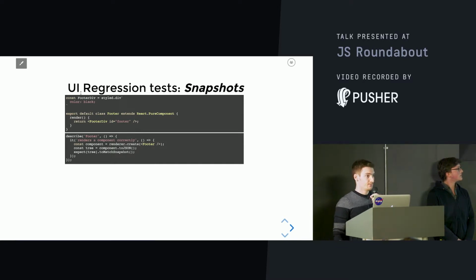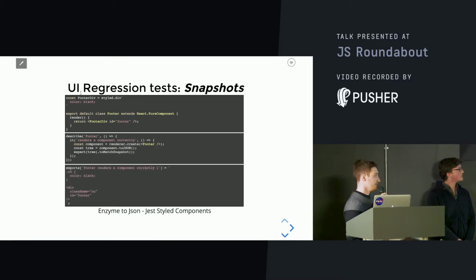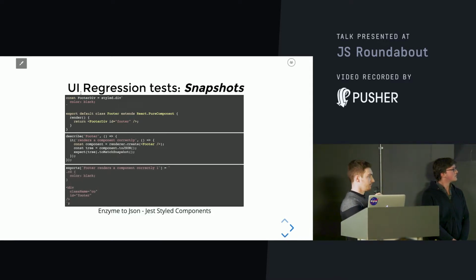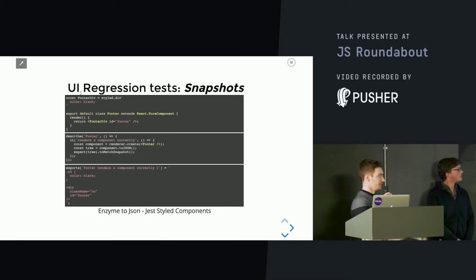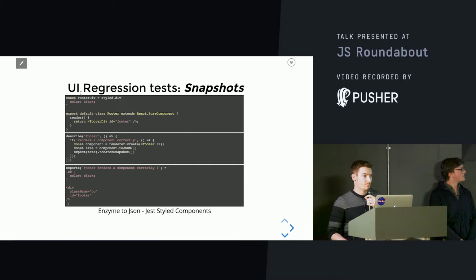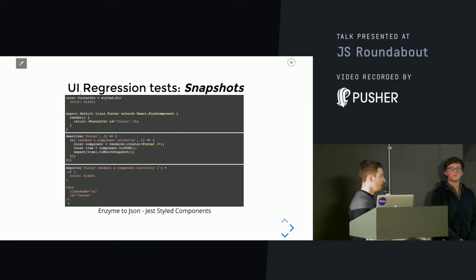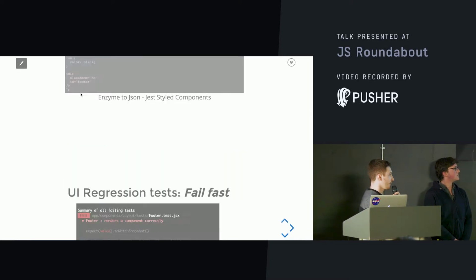And automatically, what Jest will do when you run yarn jest is create a snapshot file explaining how this component should render. It will look like this. It will tell you, for footer renders the component correctly, it will create a class with color black inside and a div with the class name and the ID. And that's it, thanks to two packages, enzyme-to-json and jest-styled-components, which allow you to simplify this snapshot, otherwise it's a bit messy. And thanks to this, you can have a trace of how it should look.